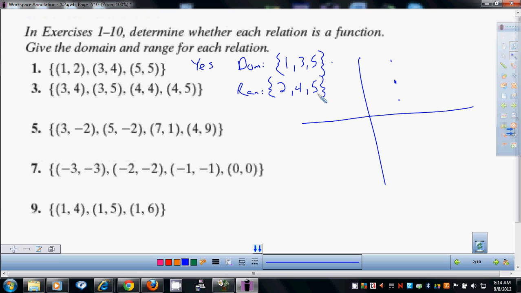Number 7, function or no function? Very good. And what would our domain be? And our range? Yeah, same thing. Very good. Are there any questions from this slide before we go any further? Okay.